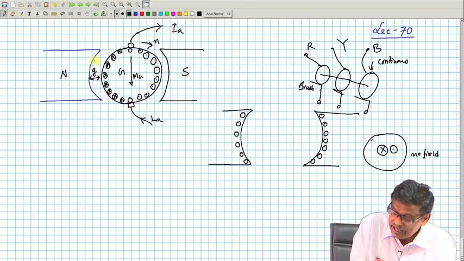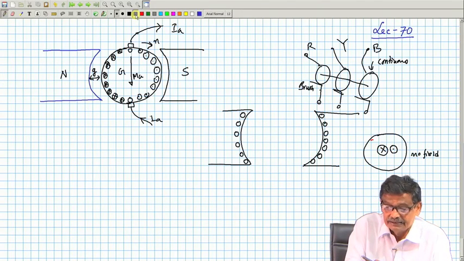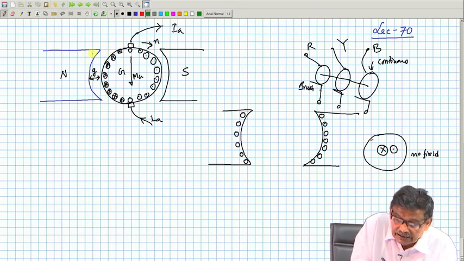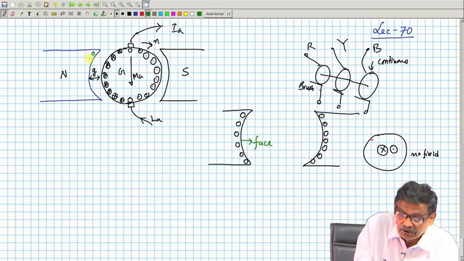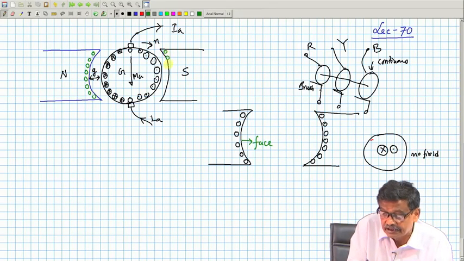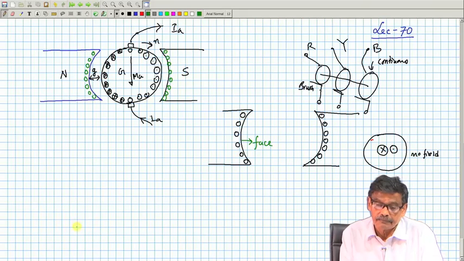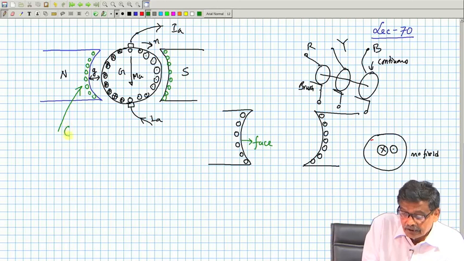So what can be done, common sense tells, I am not giving any mathematical calculation, is that on the pole face, this is called pole face, on the face of the pole you have slots grouped in and place conductors like this, turns like this. And these coils are called compensating coil.